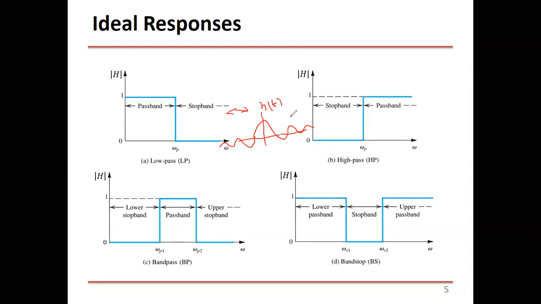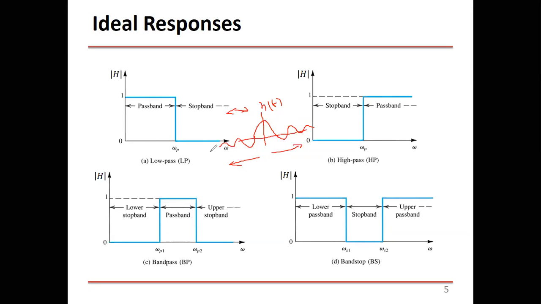So what's wrong with this impulse response? Why can't it be implemented in real life? Well, as you can see, it goes to infinity, from 0 to infinity on this side, and from 0 to minus infinity on this side. So it has an infinite response, and it's not stable, it's unstable. First of all, it's unstable.